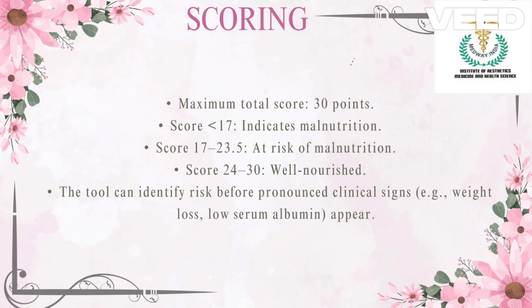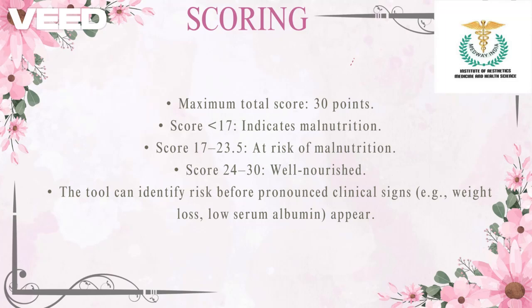The maximum total score is 30 points. A score of less than 17 is malnutrition. If they are 17 to 23.5, they are at risk of malnutrition. And if the score is 24 to 30, they are well nourished. Okay, so the tool to identify the risk of pronounced clinical condition is going to be weight loss and low serum albumin, which may be the higher indicators when it comes to malnourishment.